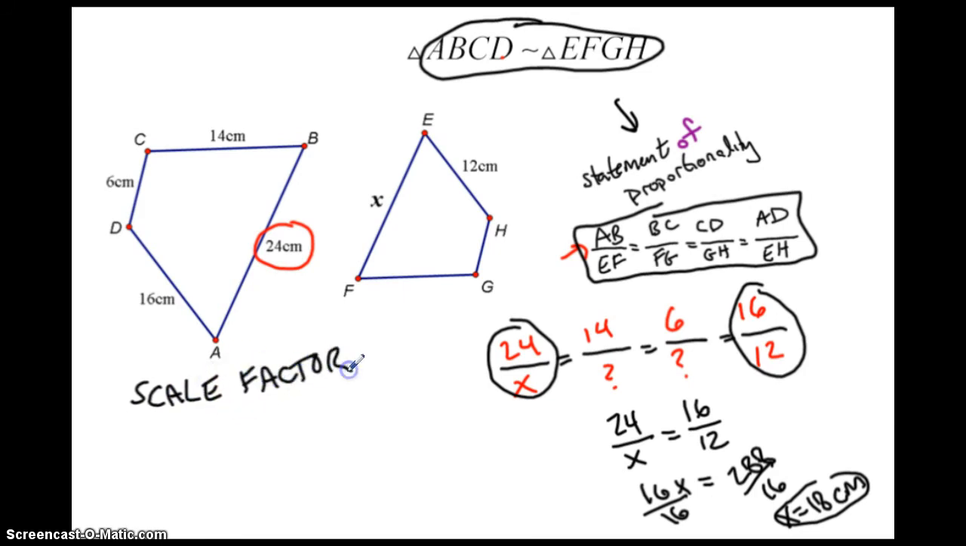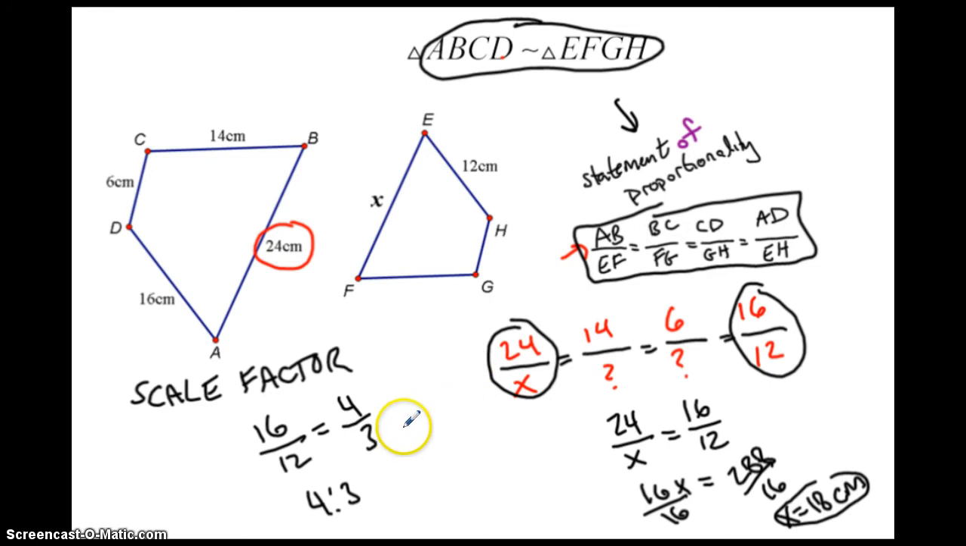Scale factor is a ratio that compares the size of the bigger figure to the size of the smaller figure. So in this case, we could take any 2 sides that we know, pair up with each other. So we could take, for example, 16 over 12, and we're going to simplify that to find the scale factor. 16 over 12 simplifies to 4 over 3, and the scale factor is typically written as 4 colon 3, which means the relative size of the big one is, for every 4 parts the big one has, the small one has 3 parts. So you could say they're in a ratio of 4 to 3.